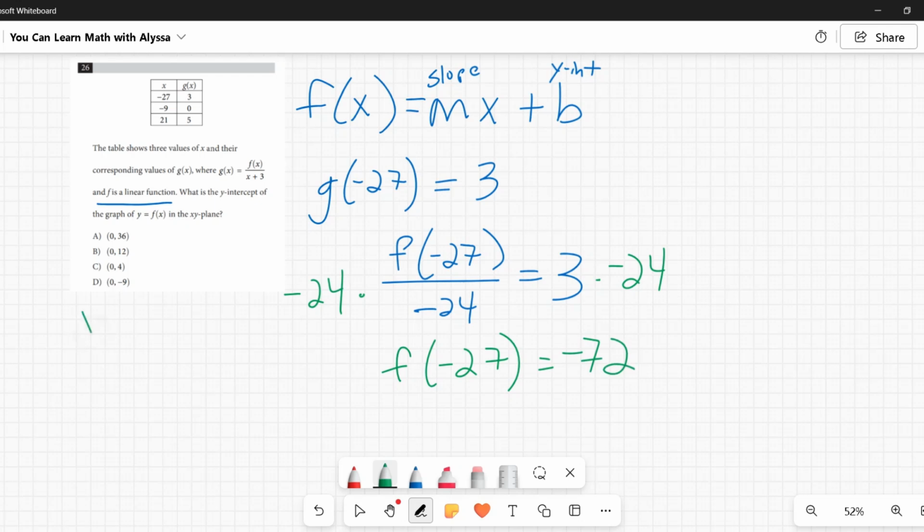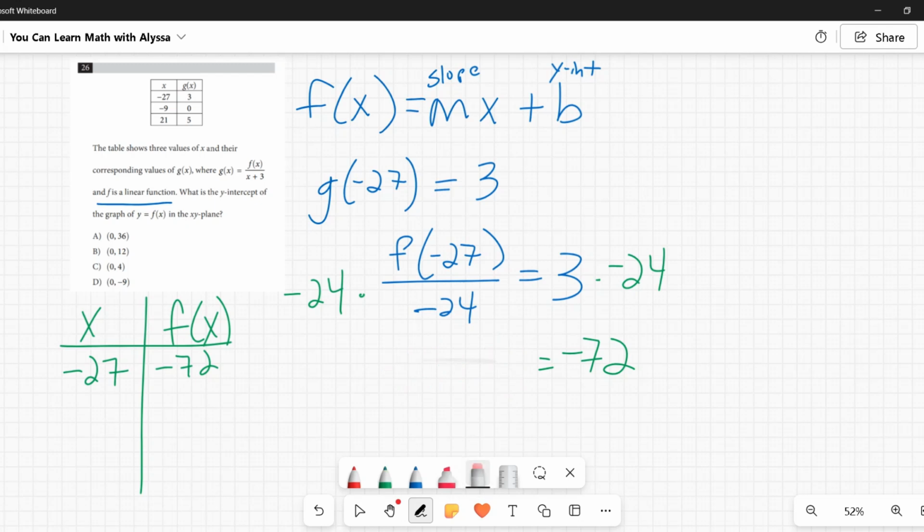So I'm going to start a new chart over here, x and f of x. I already have the chart for g of x. So when x is negative 27, f of x is negative 72. Now I'm going to repeat this for the other values we have in the table.